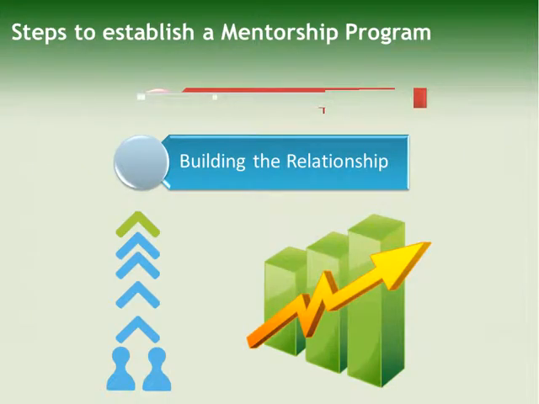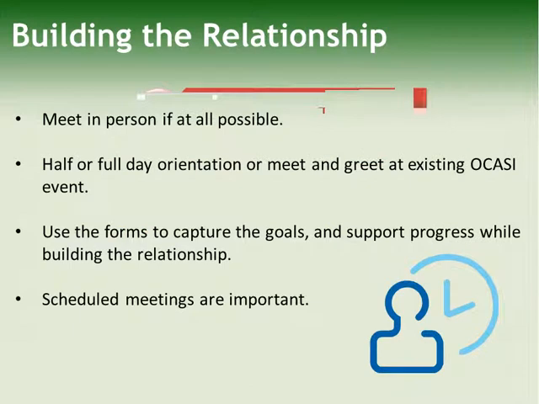Building the relationship. It's all about the synergy of the team. Facilitate that the mentors and partners can meet in person, if at all possible. And if it's not possible, ask them to have a Skype meeting early on to support building the relationship. You might even tack on a half-day or full-day orientation to meet and greet at an existing OSI event. This will help to get the pairs together, and they can share ideas with others at the orientation.